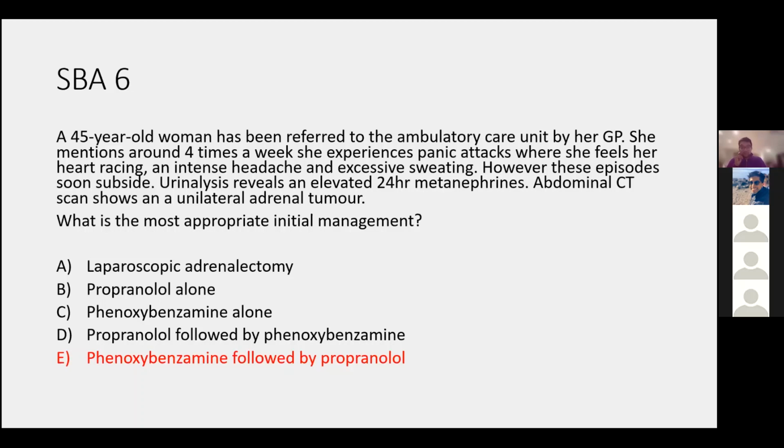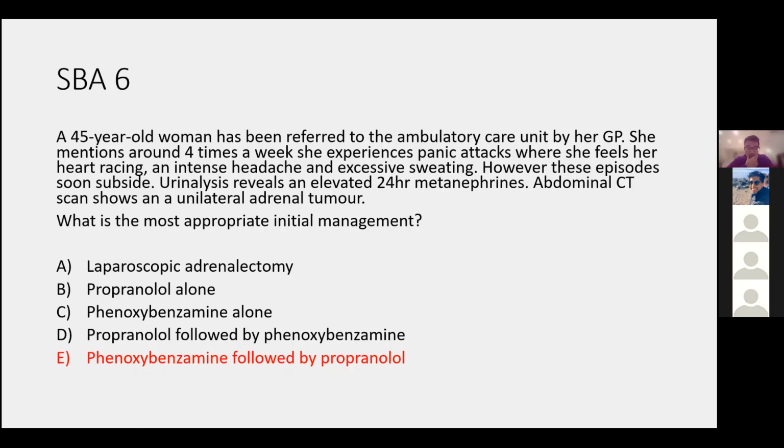This patient has some of the classic features of a phaeochromocytoma, and how you initially manage this is you need to give them phenoxybenzamine followed by propranolol. This is because you need to control their symptoms and their blood pressure before they have any surgery. So as I say, you don't want to give them adrenalectomy straight away because you need to control the symptoms.